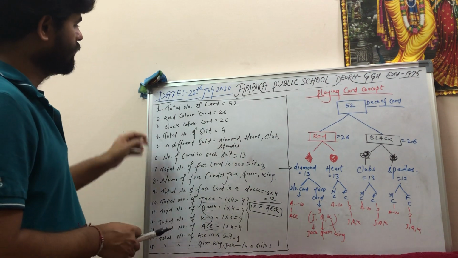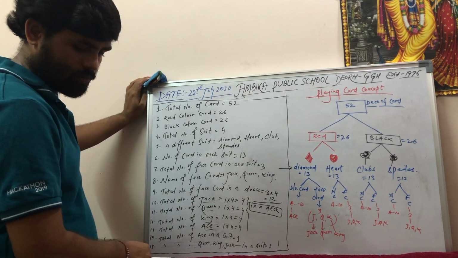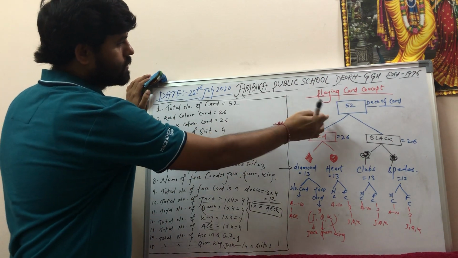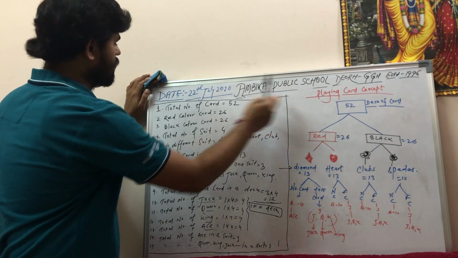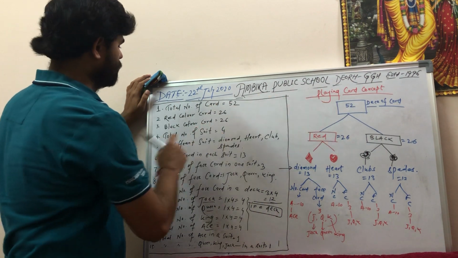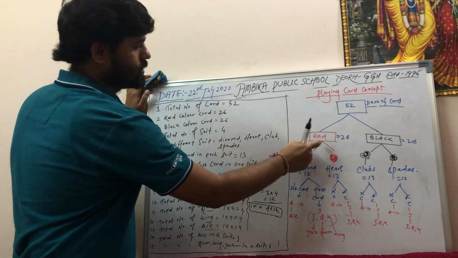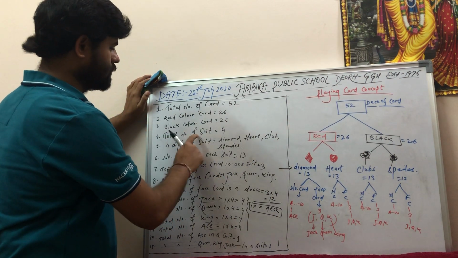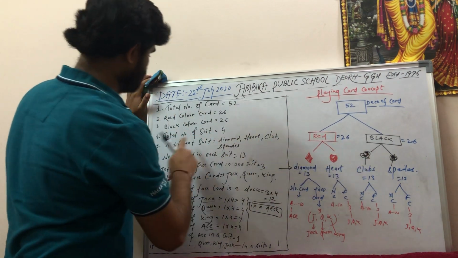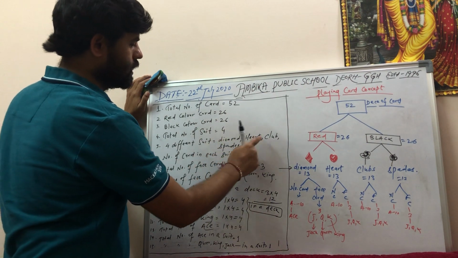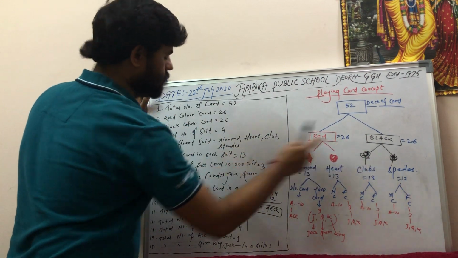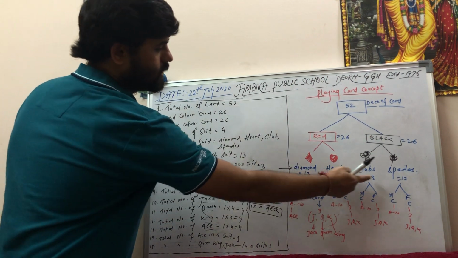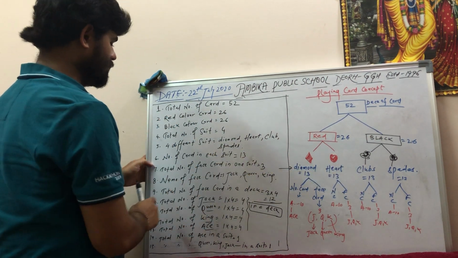So what is that? I am going to say it again. Playing card concept: this is a deck of cards having 52 cards. Total number of cards equals 52. Red color cards 26, black color cards 26. Total number of suits equals 1, 2, 3, 4. The 4 different suit names are diamond, heart, club and spades. Number of cards in each suite is 13, 13, 13, 13. In each suite there are 13 cards.